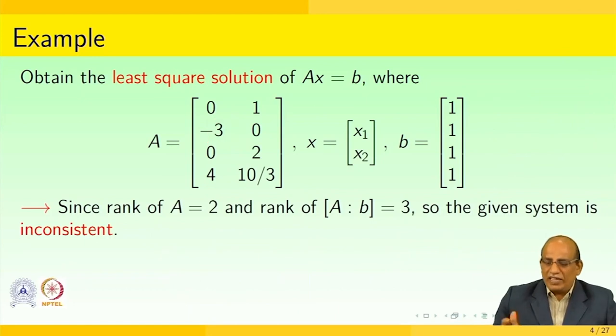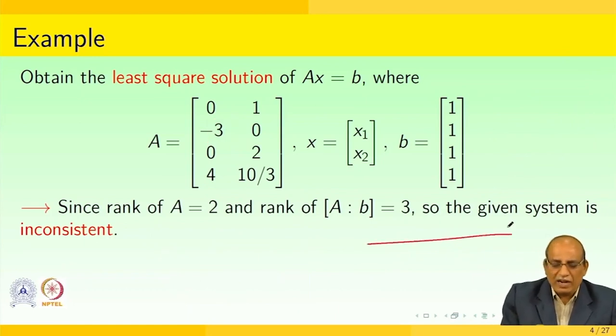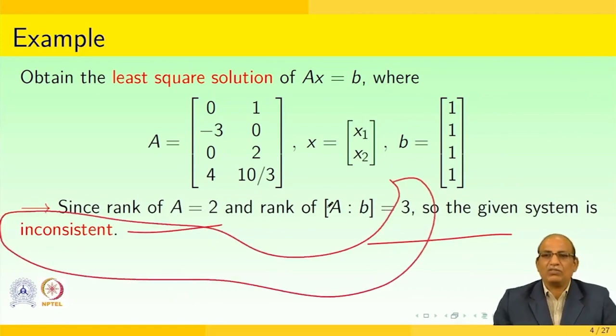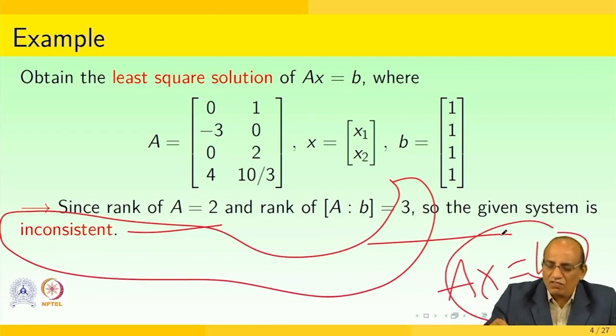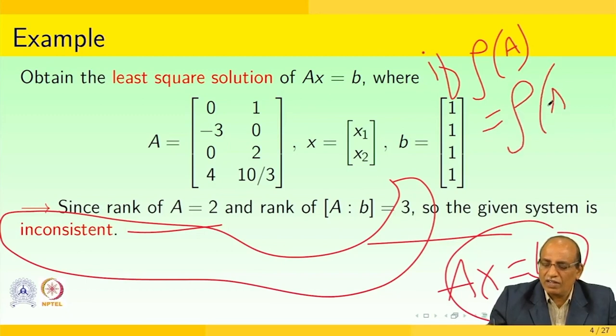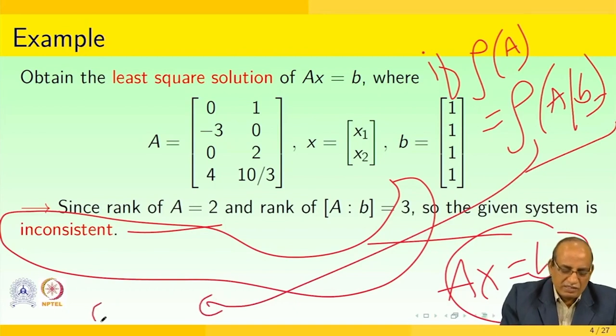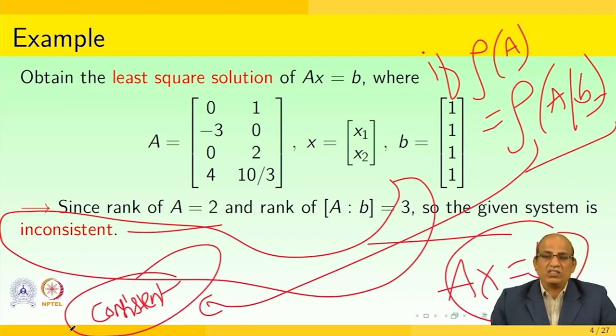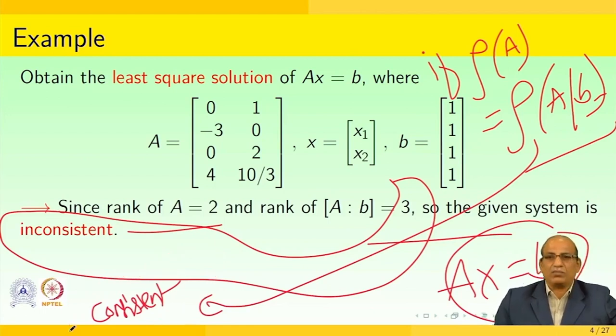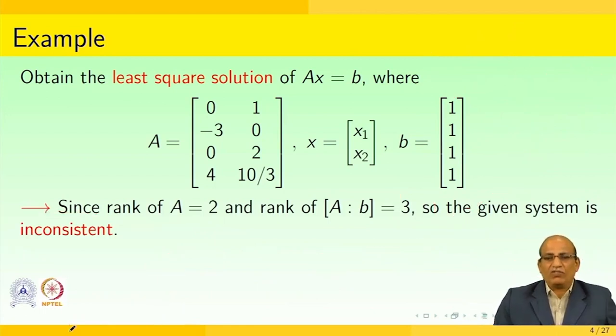So, we get the rank of the augmented matrix as 3 and the rank of the coefficient matrix as 2. So, obviously, the system Ax equal to B is inconsistent. If the rank of A is equal to the rank of the augmented matrix AB, then we have a consistent system. So, in this case, we do get what we call an inconsistent system.